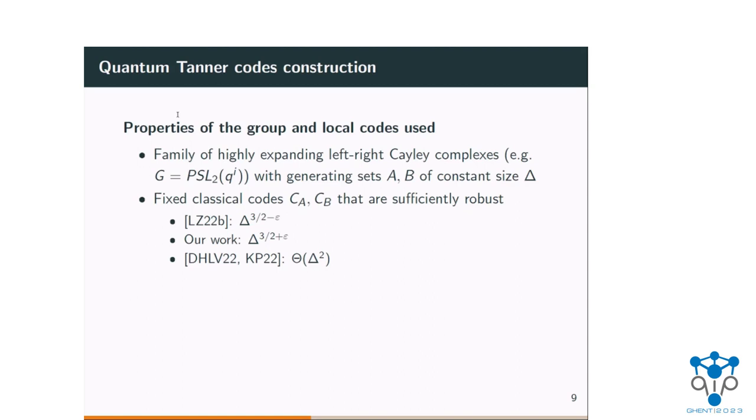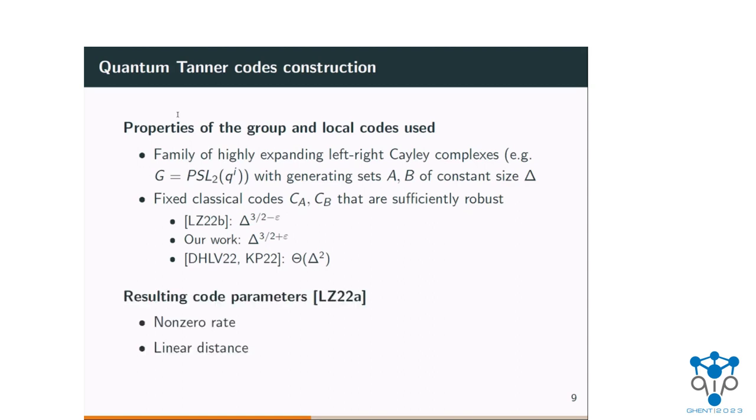And what was considered in Leverrier and Zémor's original construction of this code was that first we take the left-right Cayley complex to be highly expanding, and that can be done, for example, by choosing the group to be PSL2 Q to the I. And we also take some constant size generating sets, A and B. So this can all be done, but it's pretty technical. And then in addition, we fix these classical codes to satisfy a certain robustness condition, which I don't have time to get into the technical details of, but it's just some condition that we need on the classical codes.